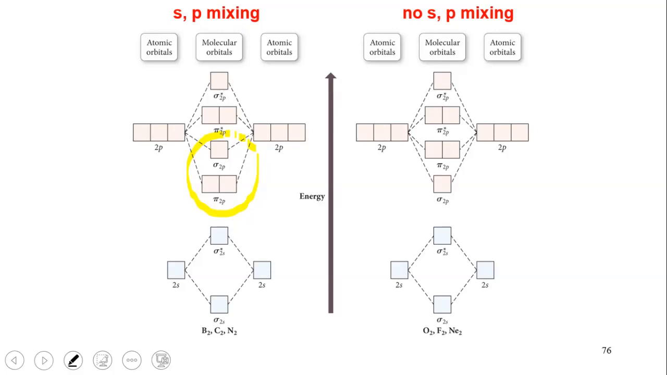For the elements on the right side, those that are farther right on that same period on the periodic table, you don't have the s and p mixing, and so you use the molecular orbital diagram on the right. So on the next chart, we can see what these diagrams are like. All right, so you can see the difference between the two groups here.